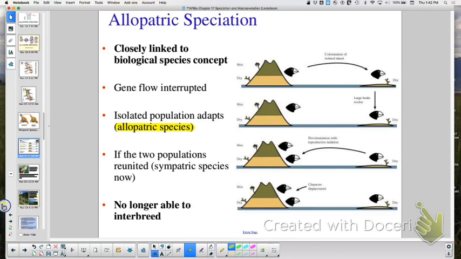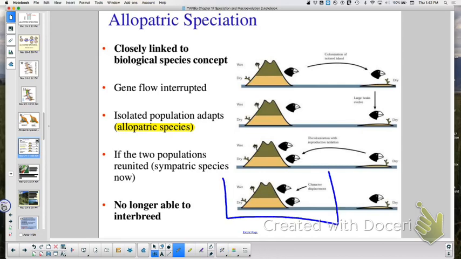Now let's say the competition is getting fierce on the dry island. So some of those birds fly back, or a storm or something brings them back to the original island. But now they're adapted not for the wet area of it, but the dry area of it. And you can still have ones on the original population. They will no longer interbreed.